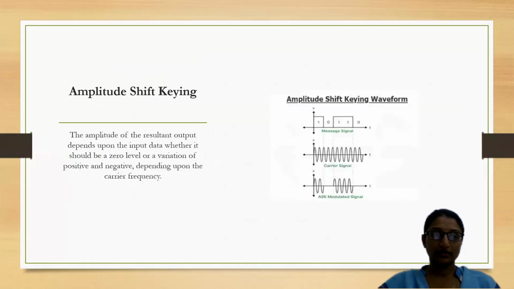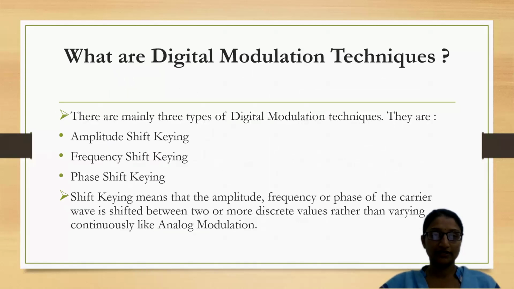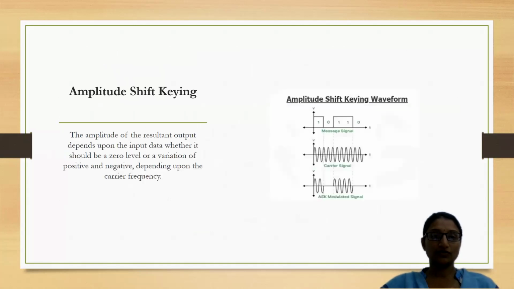So now the basic types of digital modulation techniques are amplitude shift keying, frequency shift keying, phase shift keying. The term shift keying means that amplitude, frequency or phase of the carrier wave is shifted between two or more discrete values rather than varying continuously like analog modulation. That means it is shifting in between zeros and ones. So we got the name shift keying. Let us observe the first technique, that is amplitude shift keying.